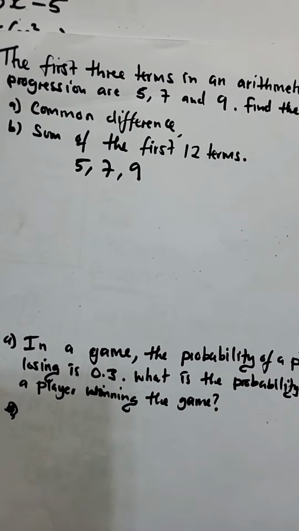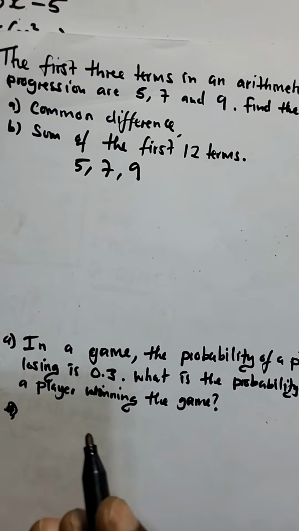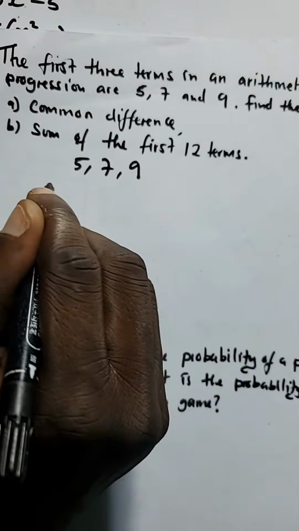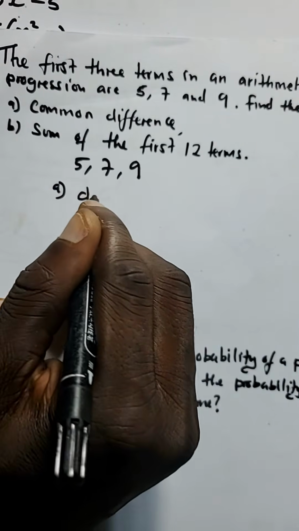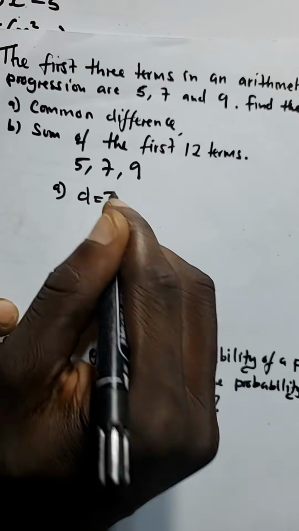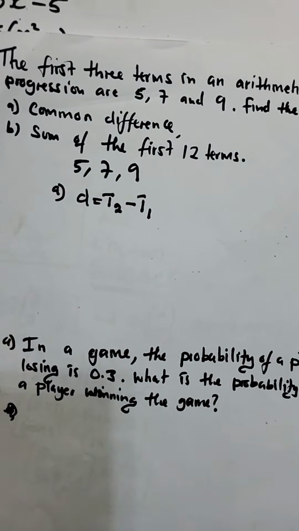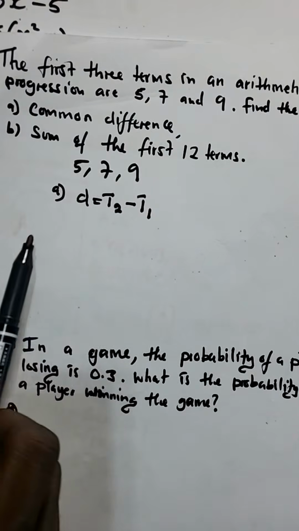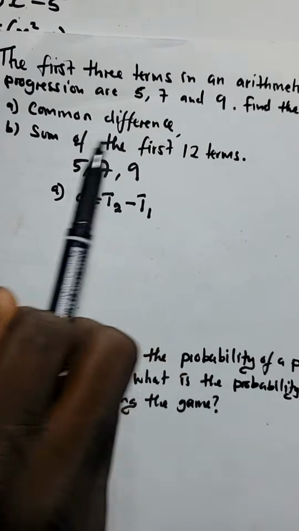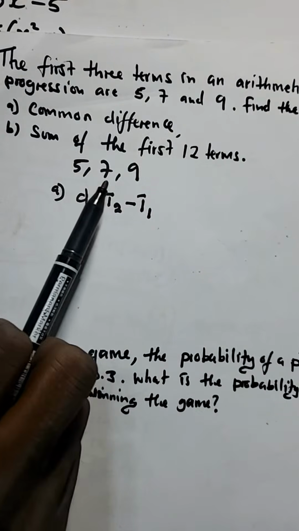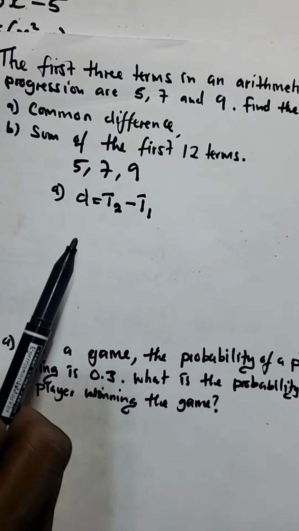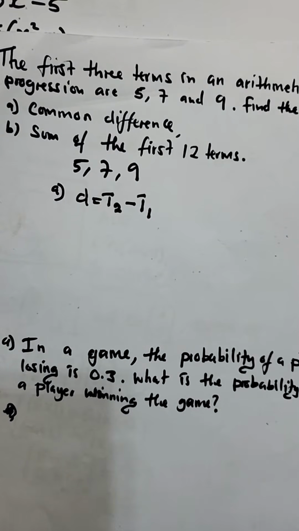How do you find the common difference? This is very simple. So question A, common difference is calculated by the second term minus T1, the first term. Not usually the second term, but if they are consecutive, following each other, you can say the next term minus the previous term. In this case, you can also use 9 minus 7 to find the same answer. That's what it means when they say common difference.